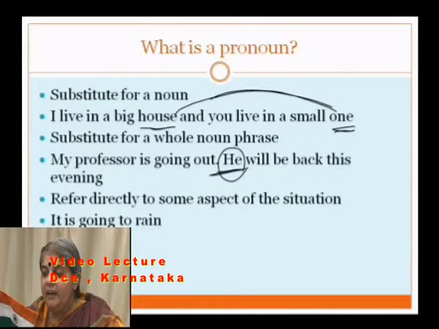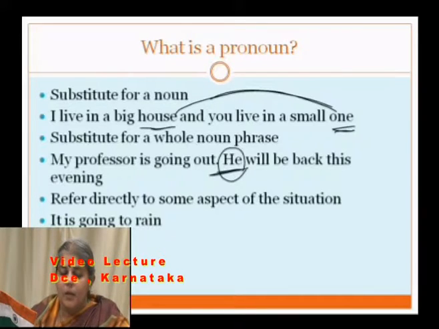The third thing that we understood about pronoun is that it refers directly to some aspect of the situation. It is going to rain. It is hot today. It is a warm day. It refers to any situation for that matter. Now, these are the three ways in which a pronoun could be understood.